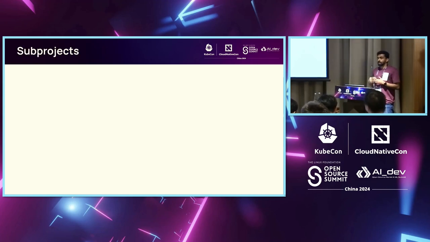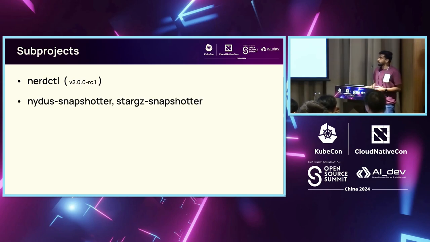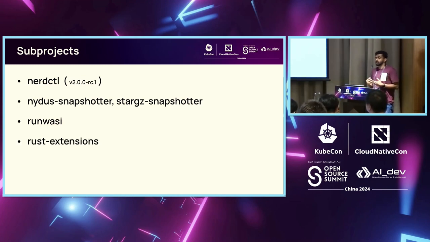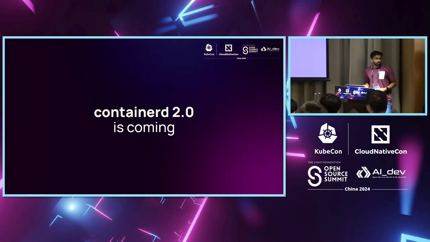Apart from the main Kubernetes core project, we also have a few sub-projects like NetCTL, which is also going for a 2.0 release, currently in RC1. And snapshotters like NIDA snapshotter and StarJC snapshotter that help with lazy loading. And we have Runvasi for running the Wasm workloads, and Rust extensions, which provide Rust crates for interfacing with Kubernetes. And Iceberg will take the rest.